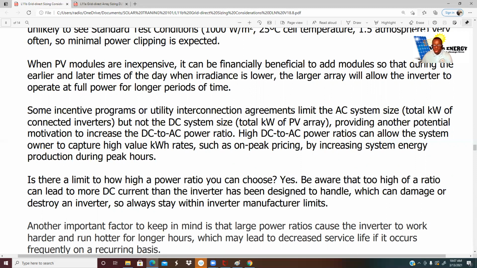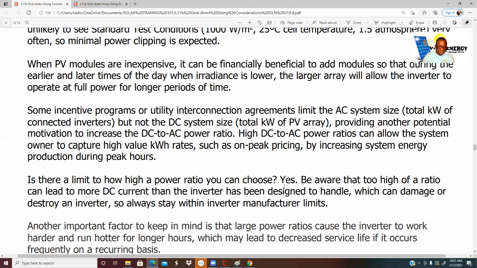A high DC to AC power ratio can allow the system owner to capture high value kilowatt-hour rates, such as on-peak pricing, by increasing system energy production during peak hours.